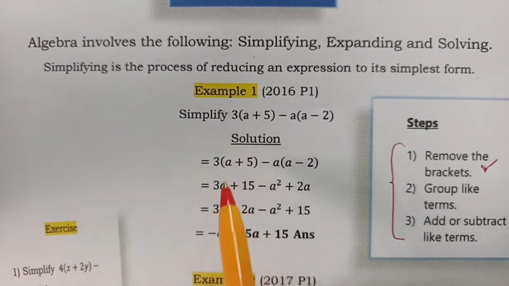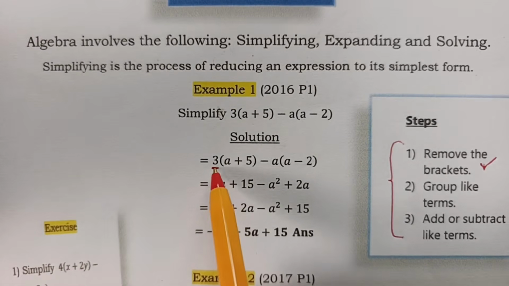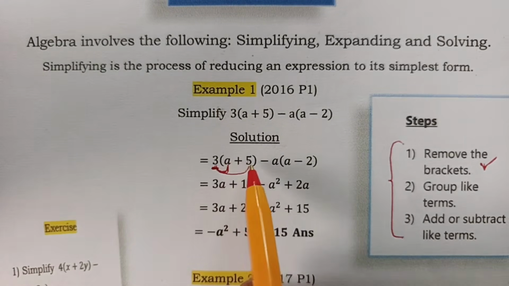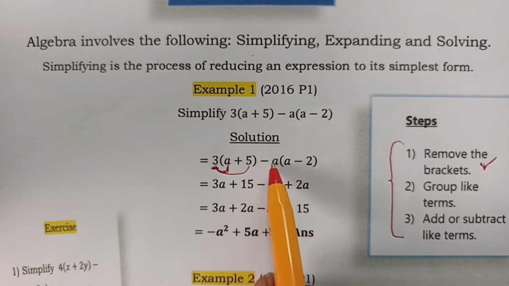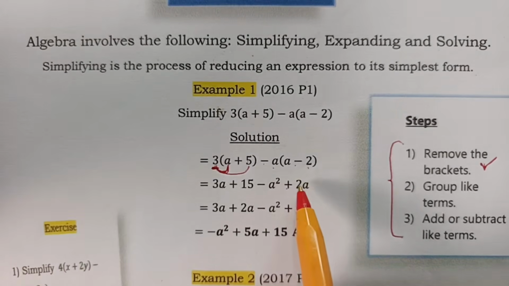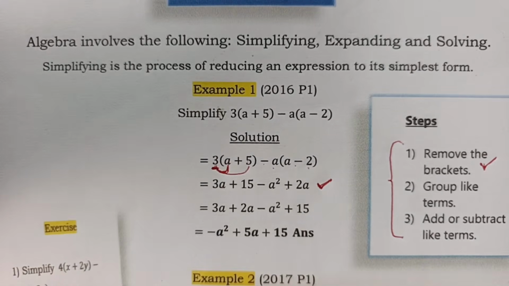So how do we remove the brackets? You multiply whatever is in front. For example, a 3 here must be multiplied by a. So 3 times a, it will give us a 3a. The same 3 must be multiplied by a 5. 3 times 5 will give us a 15. Okay, so we're done. We now come to this one. Negative a times a, it's negative a power 2. Negative and negative will give us a positive. A times 2, it's 2a. So we are done with this step. That's what you need to do.